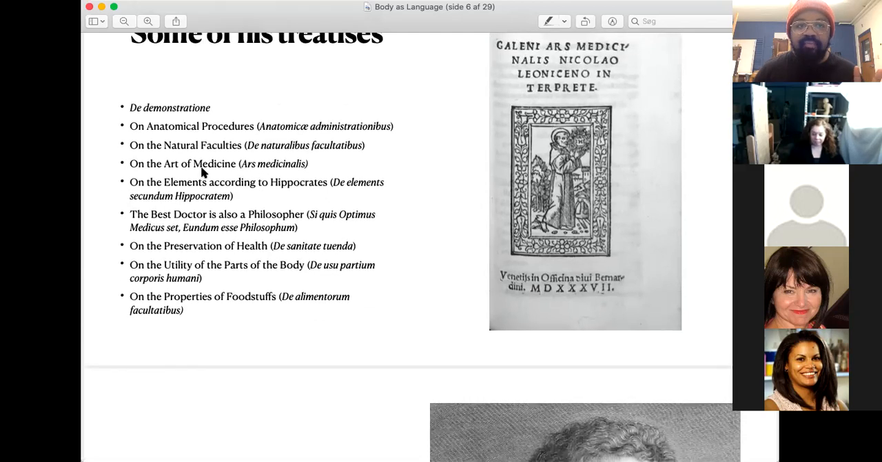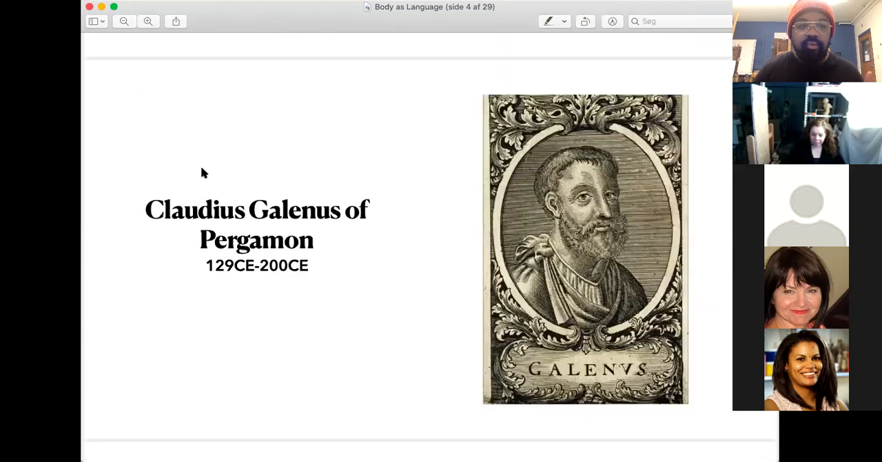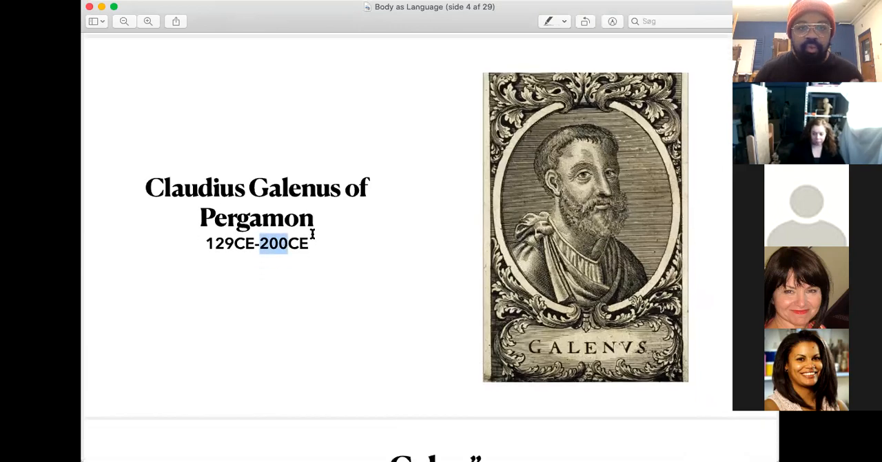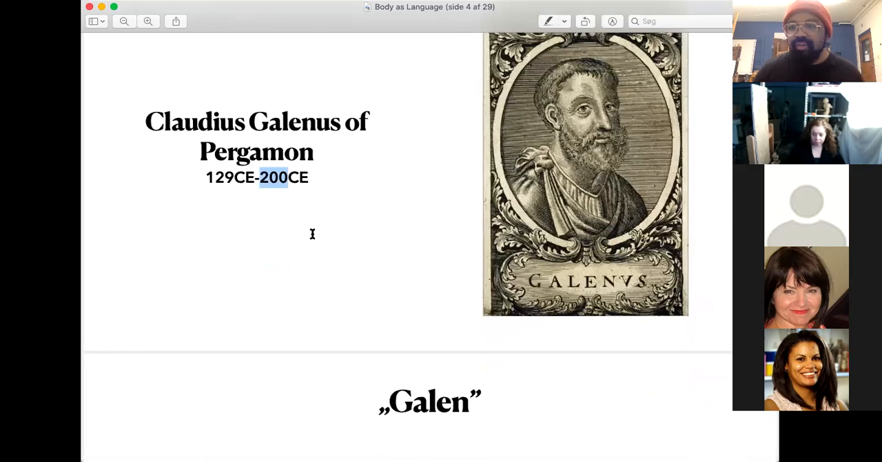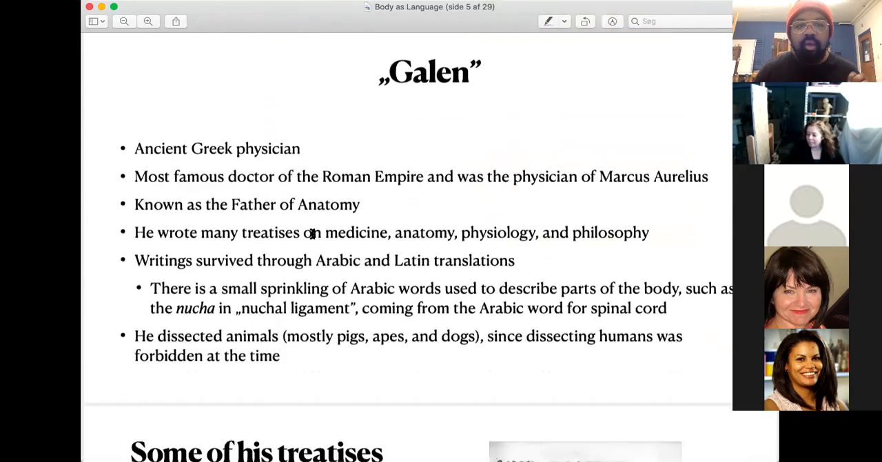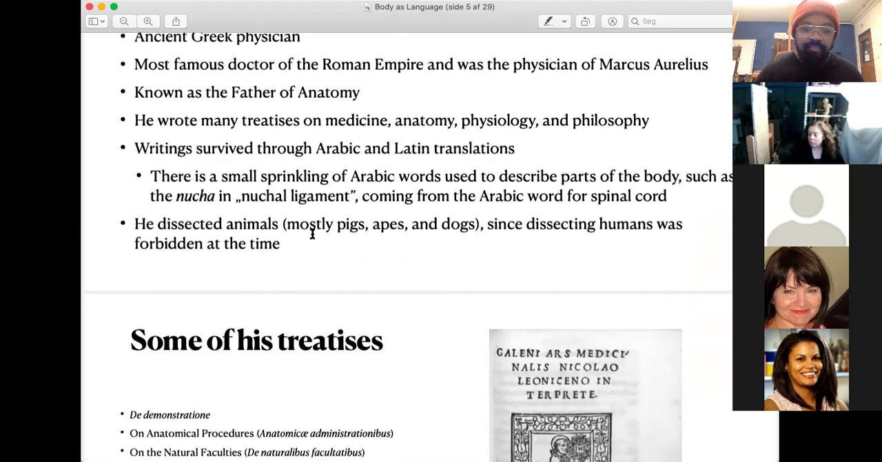Now, after Galen, mind you, Galen died in like the year 200. And after that you have the medieval period, blah, blah, blah. What's really interesting is that for about 1,300 years, his writings and philosophy and studies on anatomy were not challenged at all. They were the standard for 1,300 years. That's a very, very long time.